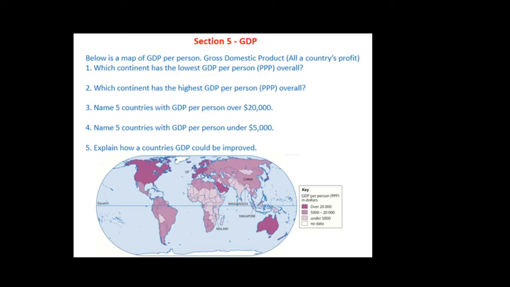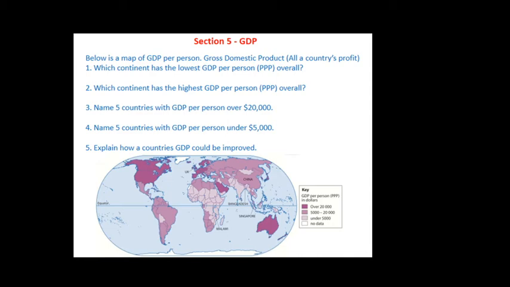And again, with question 5, name 5 countries with GDP per person under 5,000. You have a look on your key, you can see that's the lightest purple. Straight away I'm drawn to the continent of Africa, and I can see there's plenty of different countries to choose from there. Kenya, Nigeria, Chad, Madagascar, and there's just a few examples.